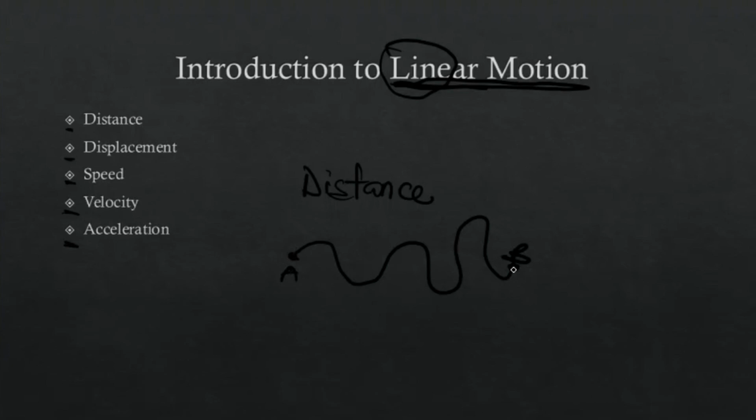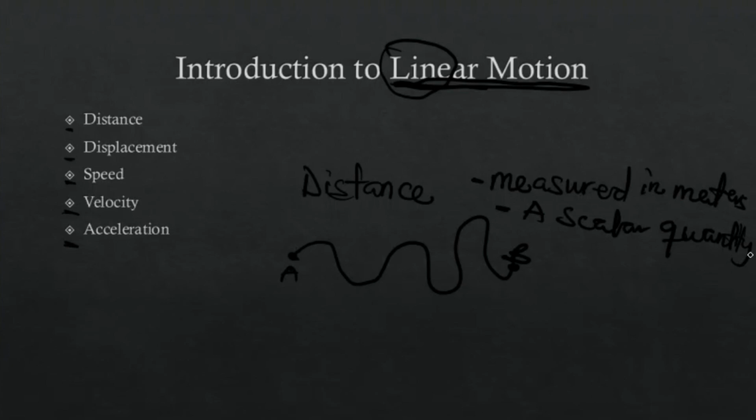So this total path taken by the body is distance, and it is measured in meters. Also, since we don't have any specified direction, we are just looking at the total path taken by it. We would affirm that distance is a scalar quantity. So you can say, one, measured in meters, and also a scalar quantity. So that's what we'll say about distance.